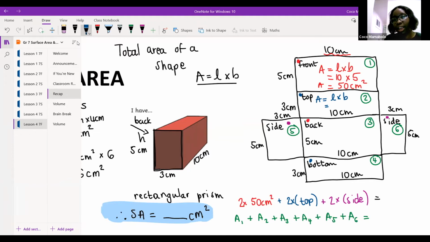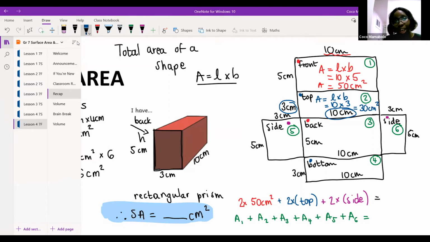It's not going to be 10. Have a look. There's my short side. My length is going to be? 3 centimeters. Yes, good. So my length is going to be 10 centimeters times my short side, which is 3 centimeters. 10 times 3 will give me? 30 centimeters squared. Good.